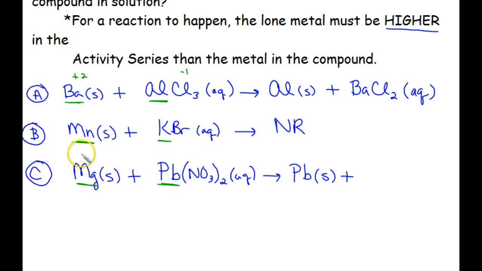And you're going to make a compound out of magnesium and nitrate. And since magnesium is a +2 and nitrate's a -1, the formula would be Mg(NO3)2. And all nitrates are soluble, so this would be aqueous.